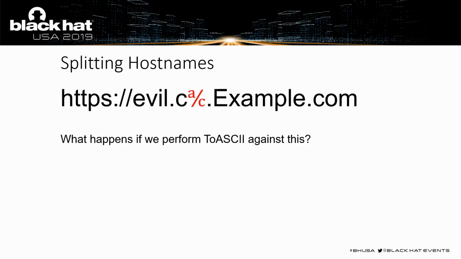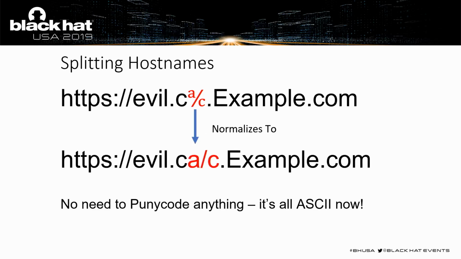So here we have evil.c account of.example.com. Well, if we run the to ASCII algorithm against this, if we do the conversion to make this an ASCII hostname, so we could do, say, a DNS lookup, you get this. You get evil.ca/c.example.com. And now, the punycoding doesn't happen because you only punycode when you've still got Unicode characters after normalization. So we just have this new ASCII hostname instead.